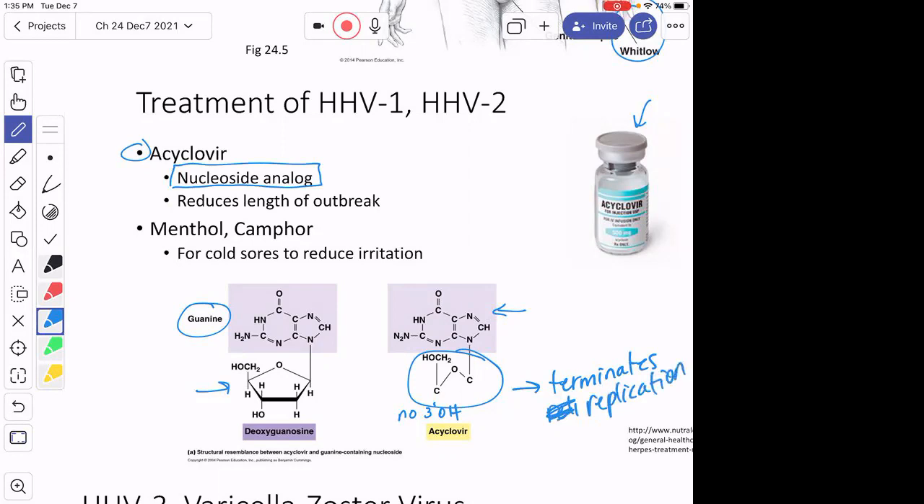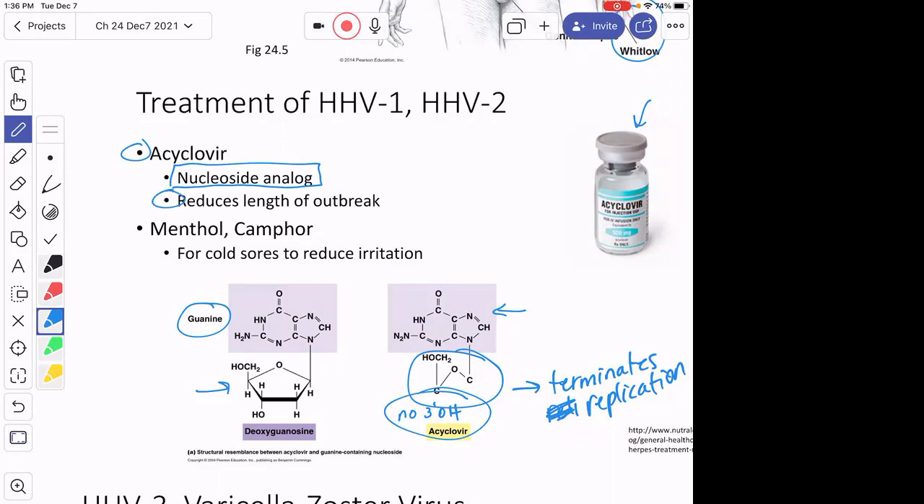Okay, so usually viral polymerases are kind of indiscriminate in terms of what they incorporate into their DNA. So the viruses will incorporate something that just kind of looks like a nucleoside into the DNA very easily, and they don't have really error checking mechanisms. And so that gets incorporated, and then it can't add on the next one because there's no 3' hydroxyl group. So it causes chain termination, so it slows down replication of the virus and hopefully reduces the length of the outbreak.